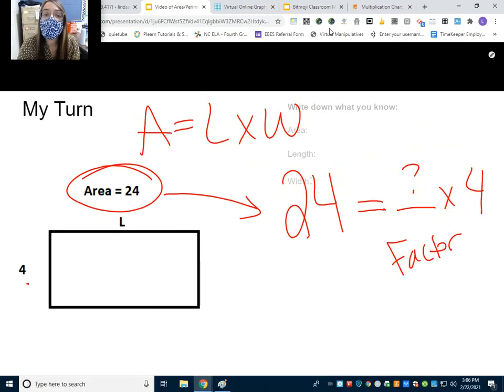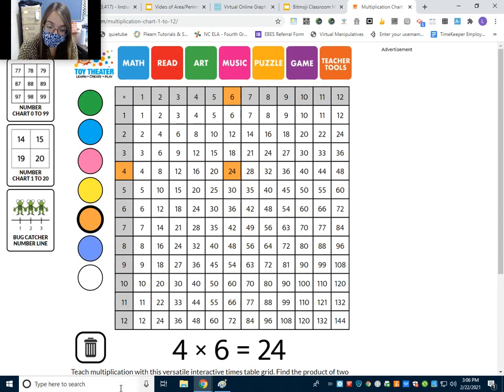And we can always use our awesome multiplication chart to help us do so. So let's look at our 4's tables. Well, 4, 8, 12, 16, 20, 24. Well, what times 4 is 24, class? I hope you said 6. 4 groups of 6, or 4 times as many as 6, is 24.